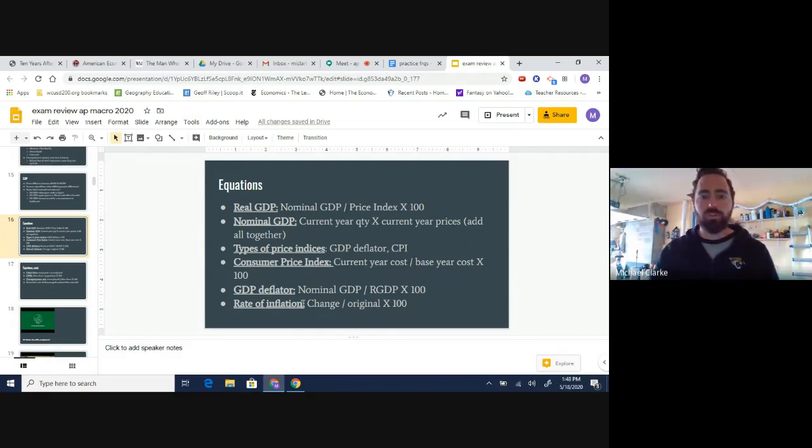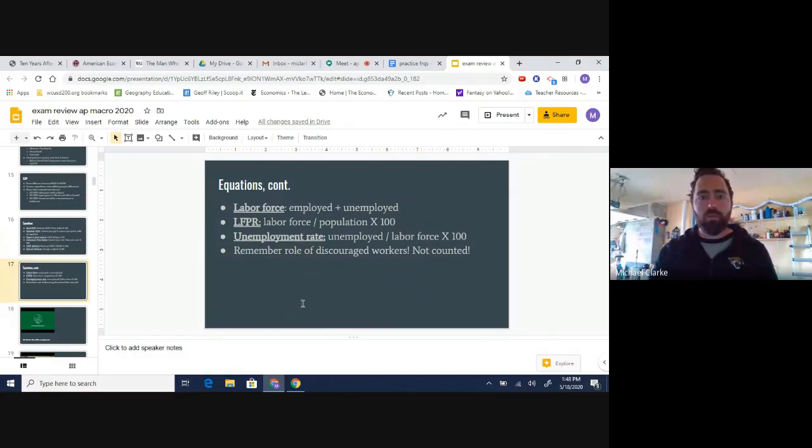That's an important one too that you could see on the FRQ. And then these talk about how to find the labor force. Remember, your labor force is your working people plus the people who aren't working but are actively seeking work. They have to actively be seeking work. Remember, if you're not applying for unemployment benefits or you're not applying for jobs, you're not counted in that unemployment. You're considered a discouraged worker. I talk about that in that final bullet point there.